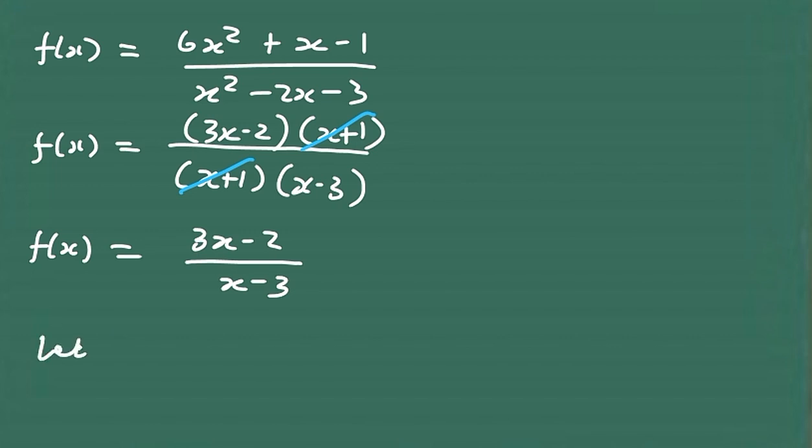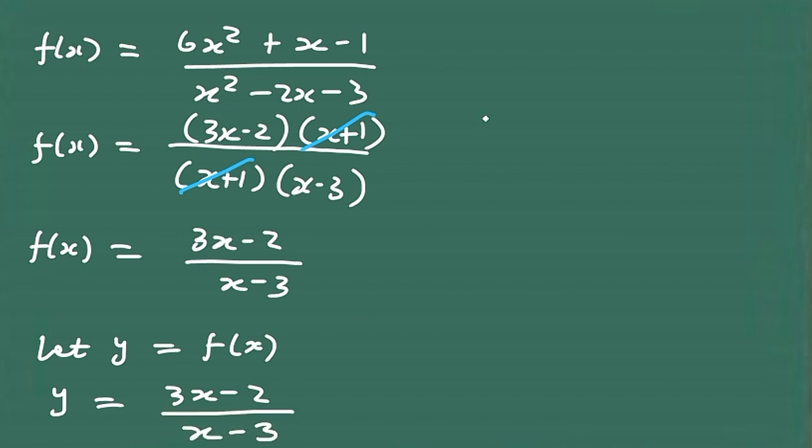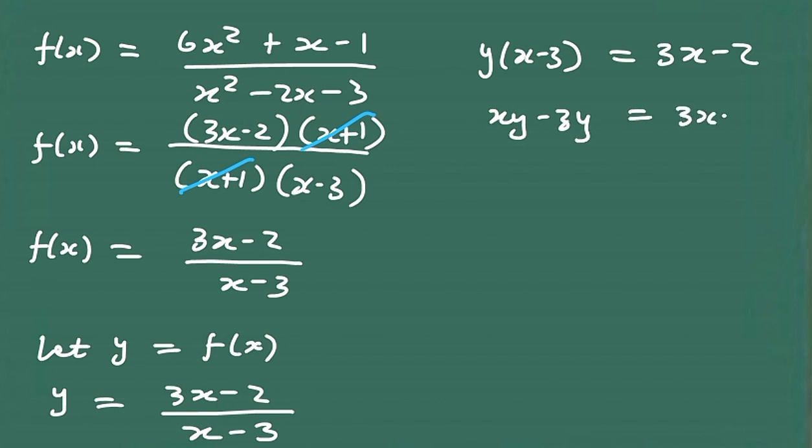So we can say that let y equal the function f of x. So this means that y equals 3x minus 2 all divided by x minus 3. To interchange the variable, we are going to have y times x minus 3 equals 3x minus 2. Alright, so when expanding this bracket, this will give us xy minus 3y equals 3x minus 2.